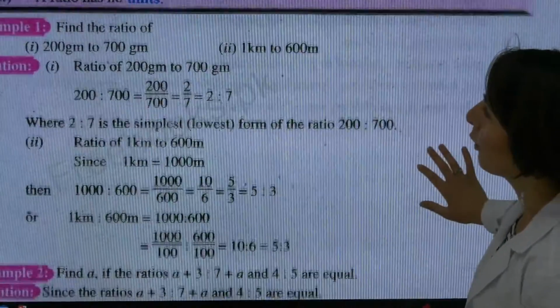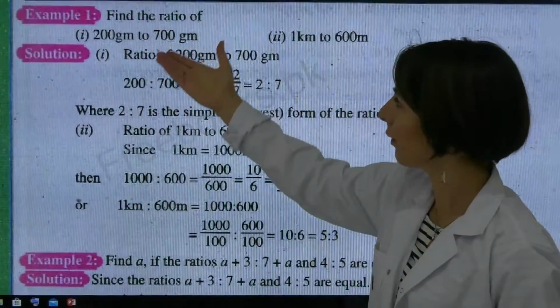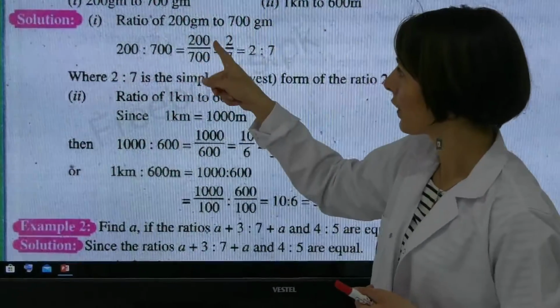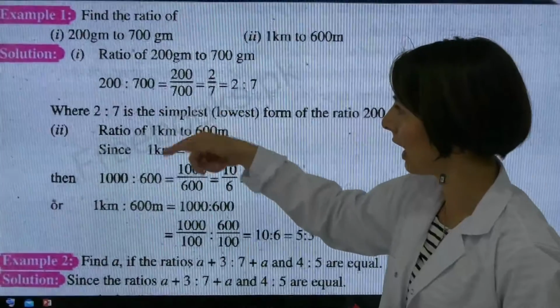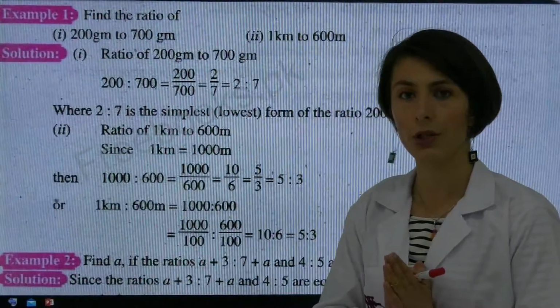Another example, this exercise is very easy and you should know how to do it. Find the ratio of 200 grams to 700 grams. Easy, just 200 over 700 equals 2 over 7 because I have simplified here, equals 2 to 7. So this is my ratio here.